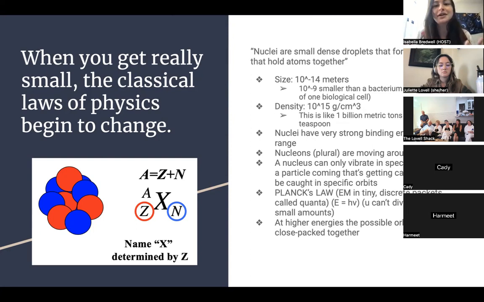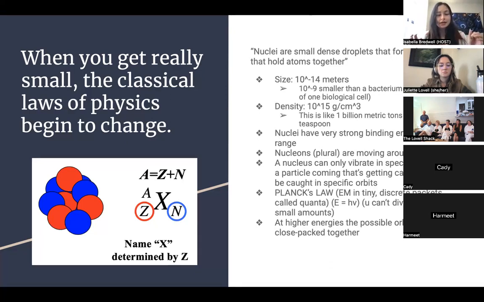A lot of my information or sayings come from stuff that my professors have told me over time. My professor always told me that nuclei are small, dense droplets that form the anchors that hold atoms together. So you can imagine them as the thing that creates matter, from that kind of standpoint. And they're really, really, really tiny.